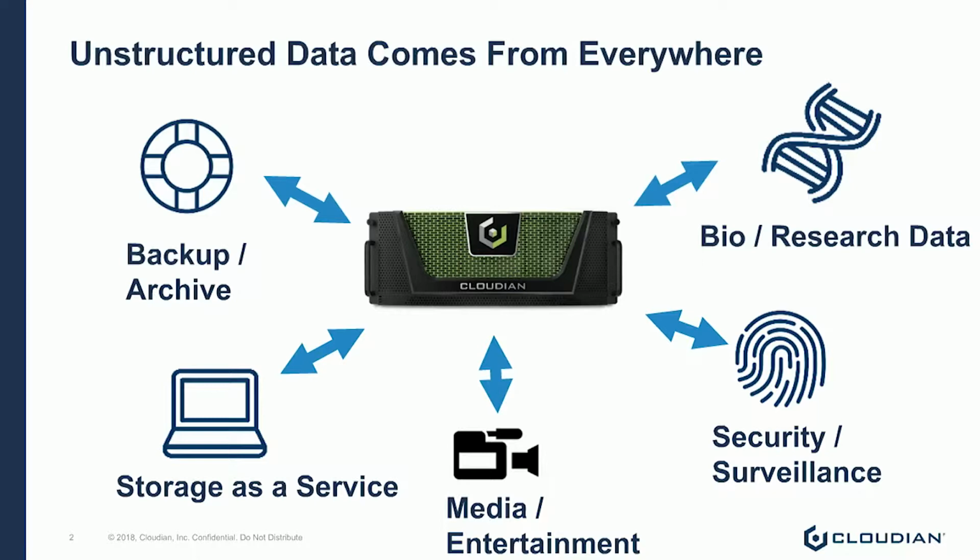We're going to talk through how HyperStore and FileCatalyst Direct can be integrated together to accelerate data distribution. So data really is coming from everywhere. There are many different types of sources of data, from backup and archive, storage as a service, media and entertainment environments, security and surveillance is growing, and the growing bio and research data content is really coming from everywhere. And Cloudian can be an aggregated central repository for all of these different disparate data sources.